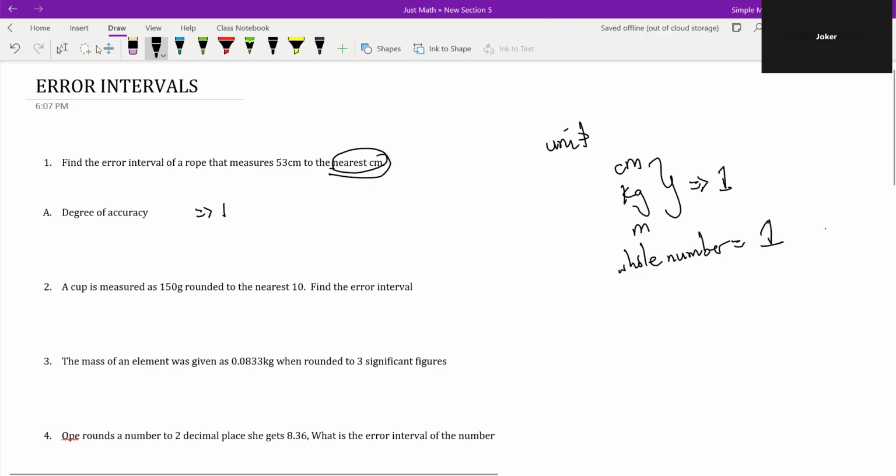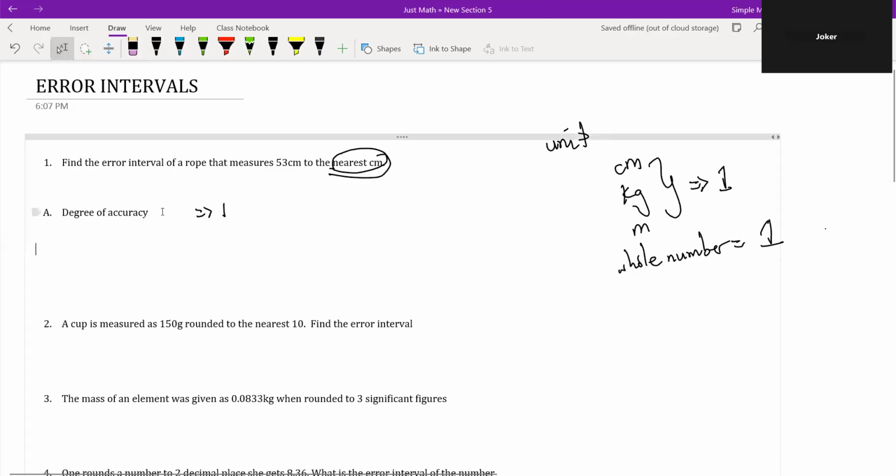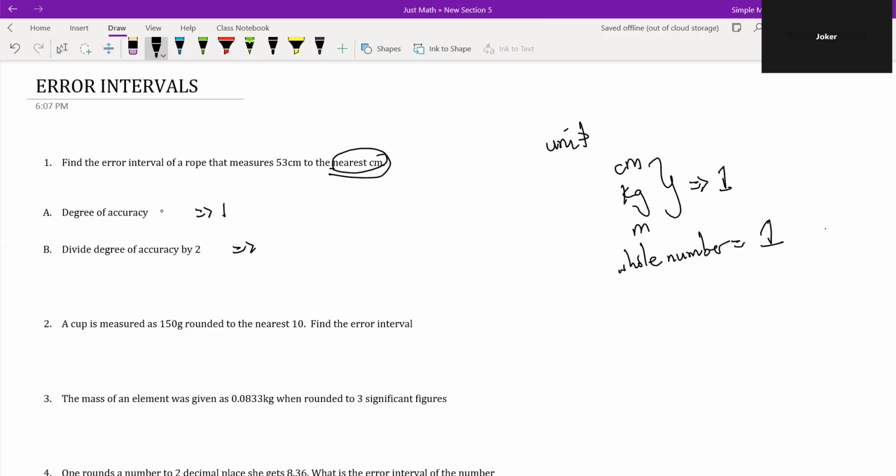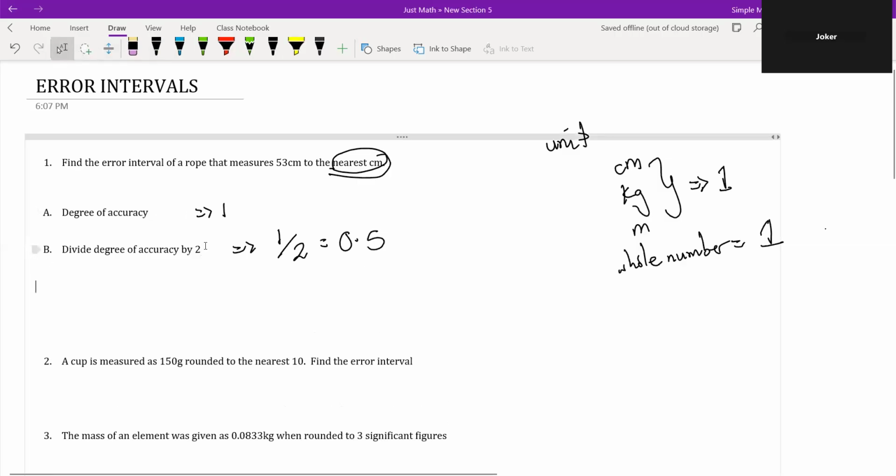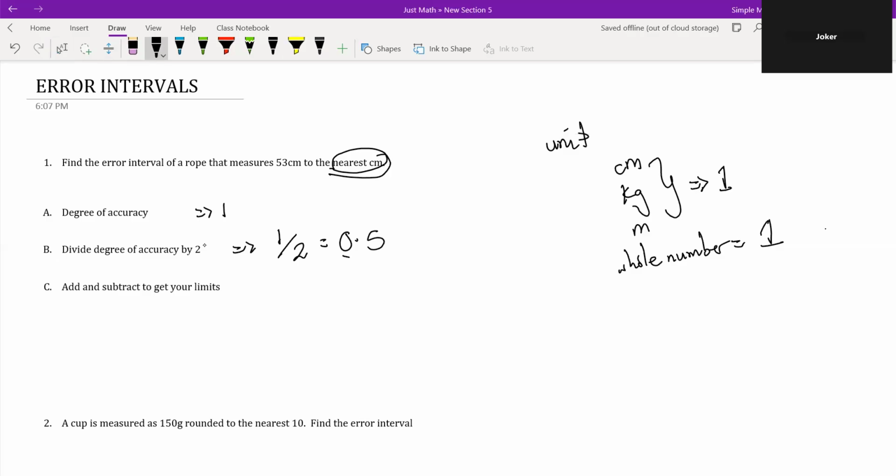The next thing you do is divide your degree of accuracy by 2. So if we do that, we have 1 divided by 2, which is 0.5. The next step is to add and subtract to get your limits, using 0.5.